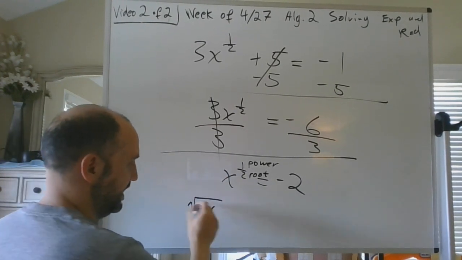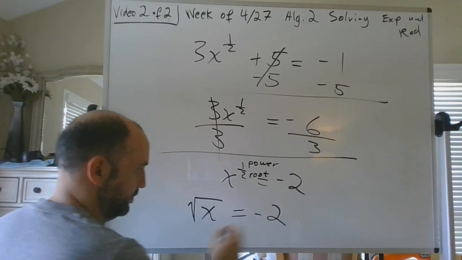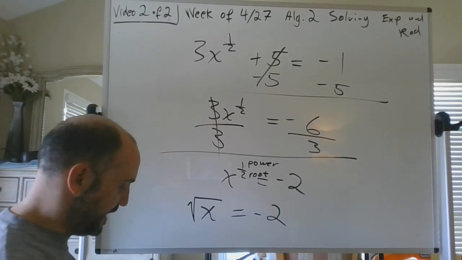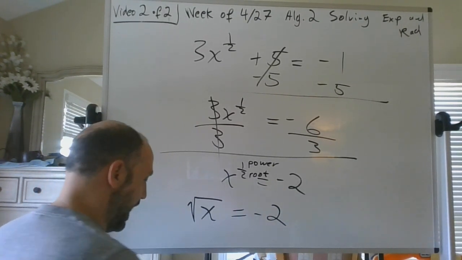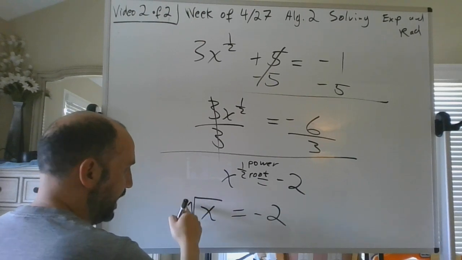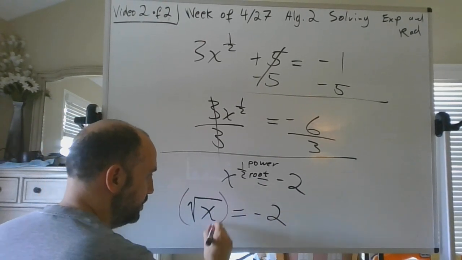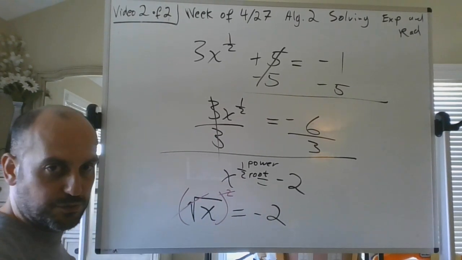So that's just going to essentially be square root of x equals -2. Okay? Now we need to solve for x. That square root's got to be gone. How do we get rid of square roots? Simple. We're going to do the inverse, the opposite, if you want to think of it that way. The opposite of square rooting something is to square it. And that cancels out the square and the square root.